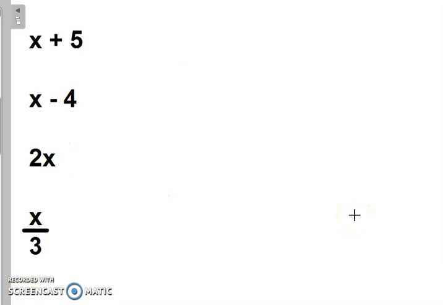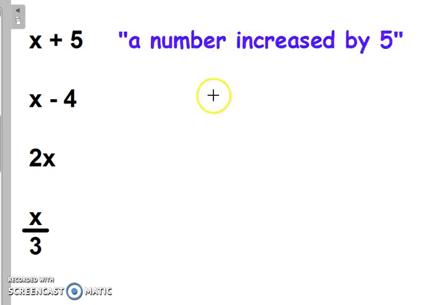Alright, now that we've looked at some of the terms we'll be using, let's look at translating algebraic expressions into English, into a verbal expression. So here we have x plus 5. When we have a variable, we'll call that a number, and there are multiple ways that we could name this. We could say a number increased by 5 or a number plus 5.